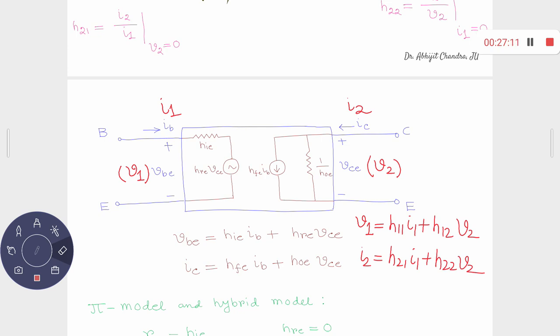Is it okay? Let's try to visualize. Now, this is your H parameter model. Now, to find out the relation between this model and the pi model that you have already studied. What was that? For the pi model, what was the structure?